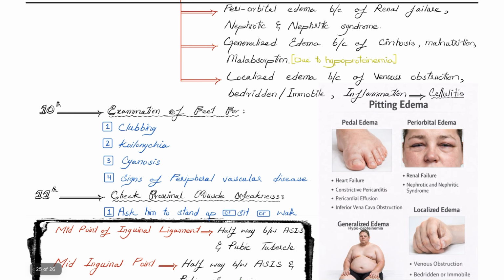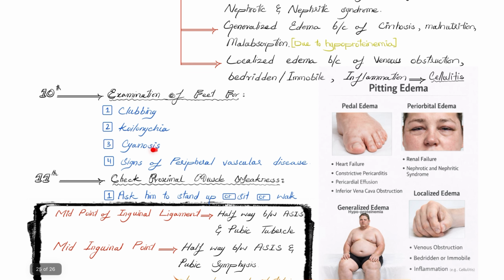Then perform examination for clubbing, koilonychia, cyanosis, and signs of peripheral vascular disease, and their causes are the same. So at the end of your general physical examination, ask the patient to stand up or sit down or walk and check for proximal muscle weakness.